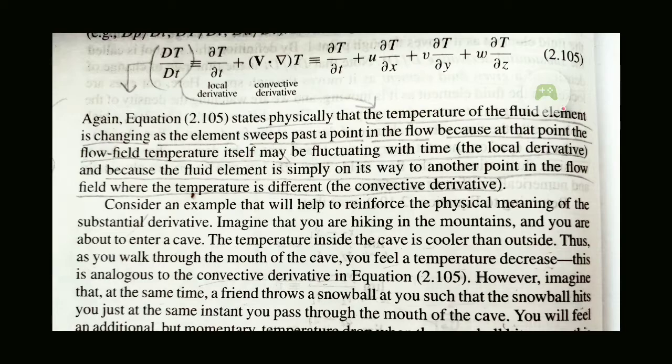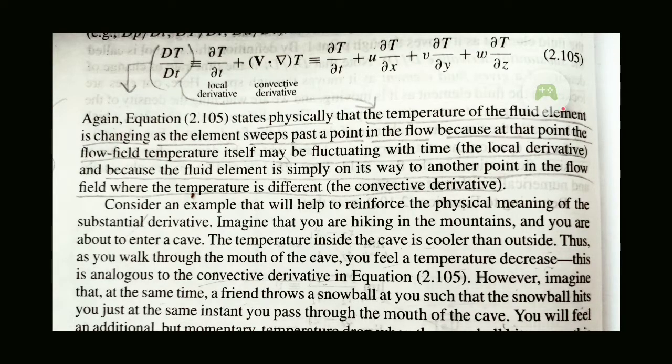So let's say you are sitting outside and you stay there for the whole day, and you analyze the temperature from sunrise to sunset, and that variation at a fixed point where you are sitting is this partial derivative, that is del T by del t.